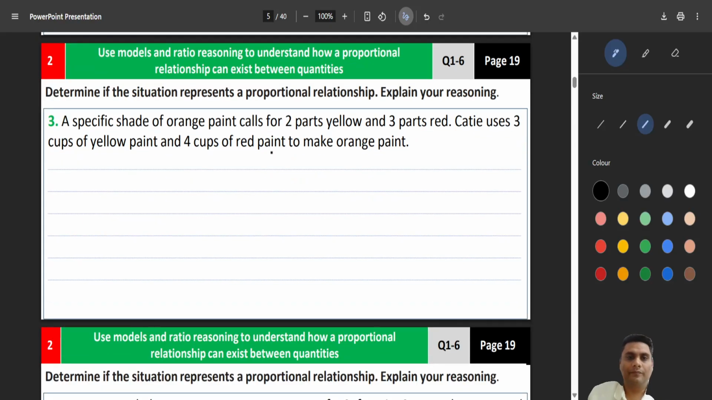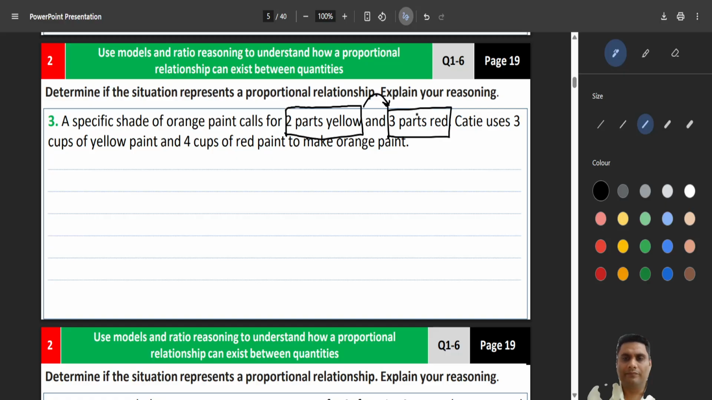Okay. Now check what is given here. Let us first try to do the question without reading, just from the keywords. 2 parts of yellow and 3 parts of red. Okay, so I have 2 parts of yellow with 3 parts of red.